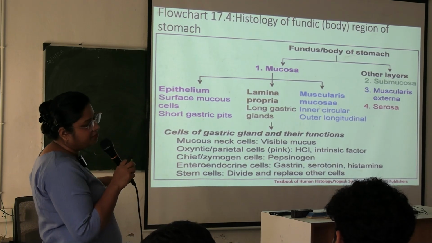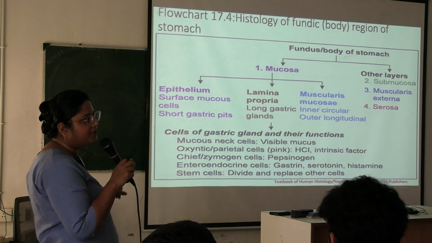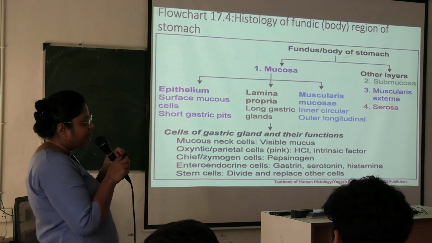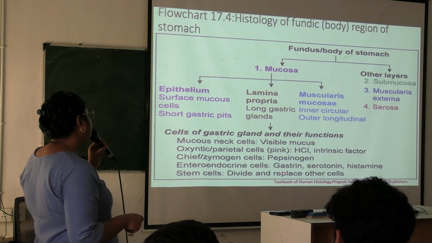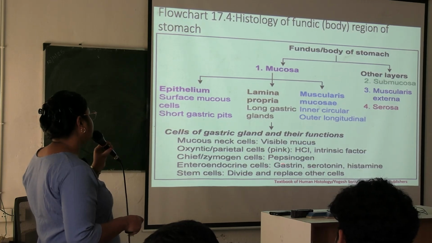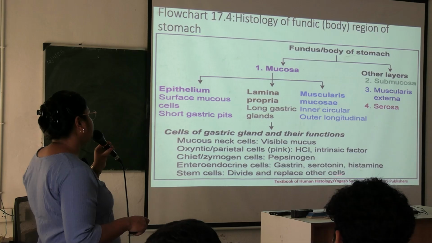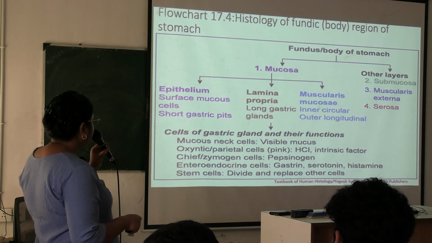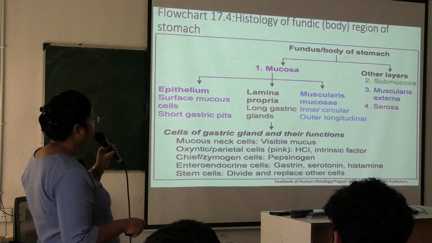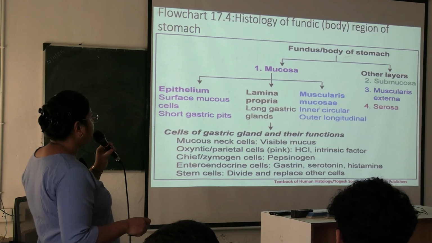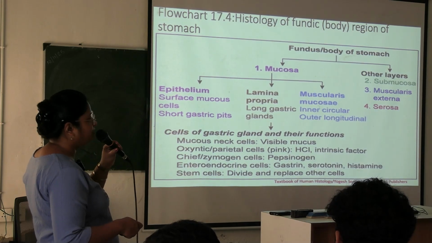These secretions are important for your viva and MCQ. Which cell is secreting what? Chief or zymogen cells secrete pepsinogen. Enteroendocrine cells secrete gastrin, serotonin, histamine. Stem cells divide and replace the other cells. And other layers are the submucosa, muscularis externa, serosa.